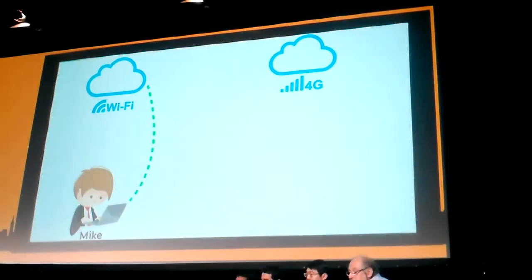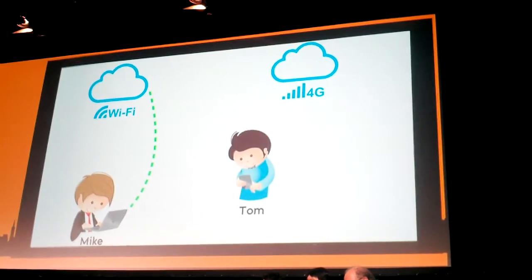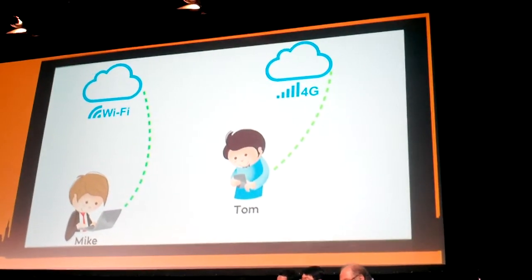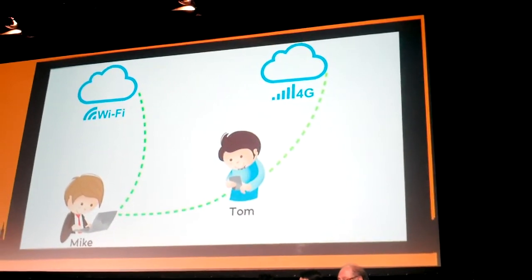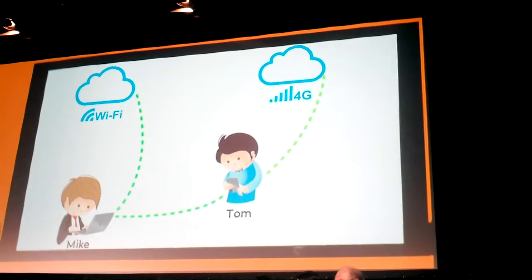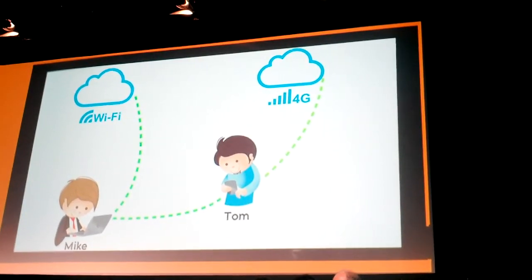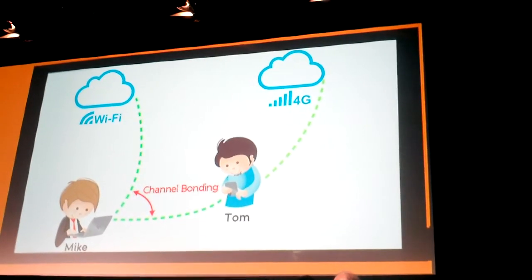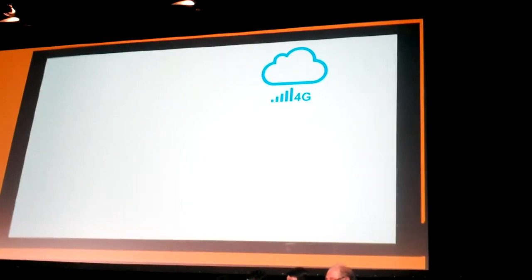This is Mike. Mike has access to a bad Wi-Fi network. And Tom has a great 4G connection. So now, Mike and Tom can access the internet together using, at the same time, Wi-Fi and 4G. This feature is called channel bonding, and they can do that because they both have Open Garden. Let's switch to another scenario.